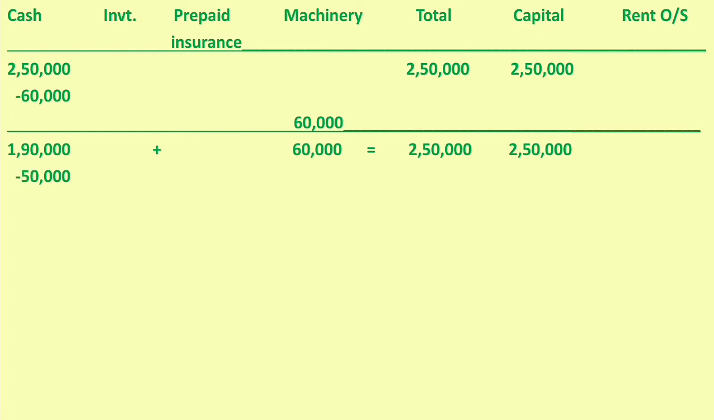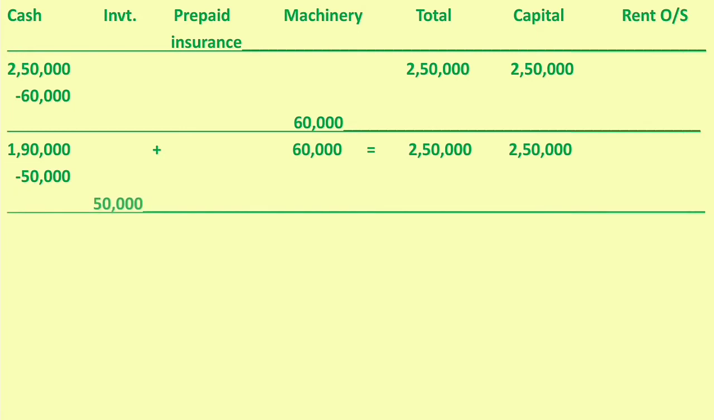Invested in shares. It is an investment. All investments are assets. So we can show it in the asset column, here in the investment column, 50,000. Now the balance, cash balance 1,40,000, investment 50,000, machinery 60,000. Total of assets 2,50,000. Capital 2,50,000. Here also total of assets is equal to liabilities plus capital.